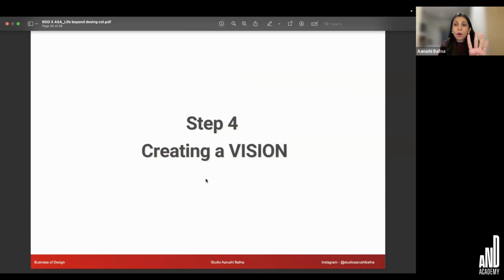Okay. Step 4 is creating a great vision. Now, what does vision mean? As soon as you graduate from college, you will be very, very confused. So, what do I do now? You will start running behind projects. You'll be like, okay, I'm getting a bathroom, let's do it. I'm getting a room, let's do it. Any smaller project, you'll be like, okay, you know what? Why do I care? Let me just take it up. Someone has come to me. Why do I say no to work?